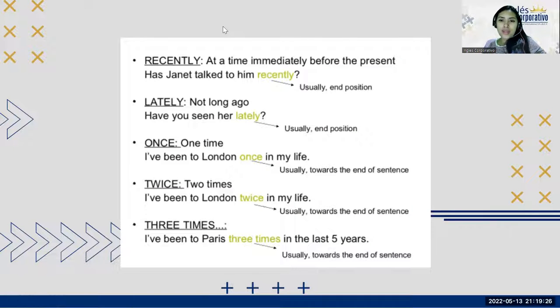Y de hecho tenemos más, mire, más time expressions. Por ejemplo, tenemos el recently, ok, recientemente, lately, ok, not long ago, o sea, es como últimamente. Once, una vez, twice, two times, dos veces, and three times, ok. Usted puede decir, I have been to London once, I have been to London twice, I have been to London three times, ¿ok?